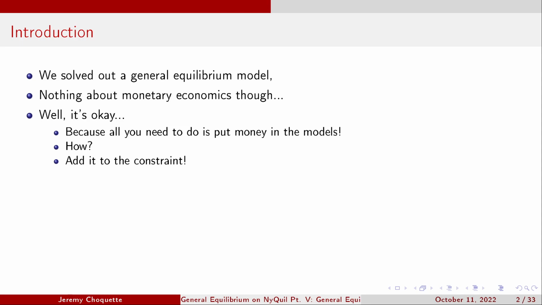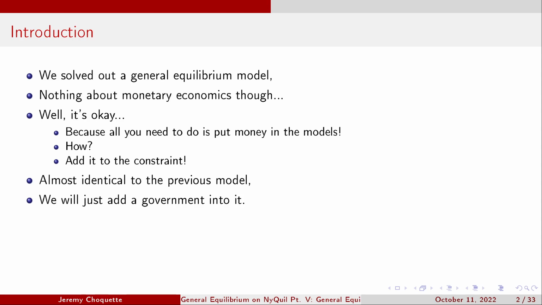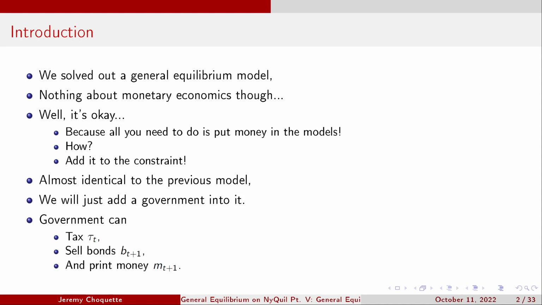Well, what we're going to do is really just add it to the constraint. We're also going to be adding a couple of other things for the government, because this model is almost identical to what we had previously, but we're adding a government to it. And the government's functions are that it can tax, it can sell bonds, and it can print money.